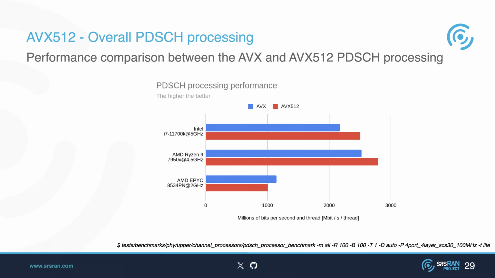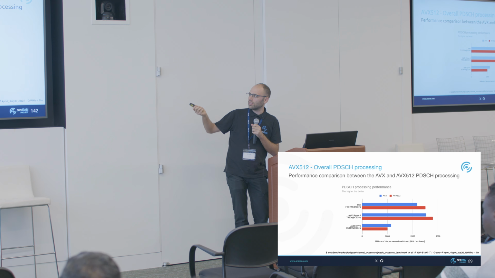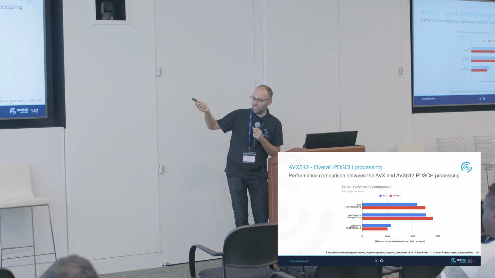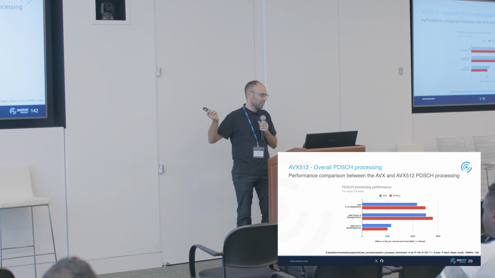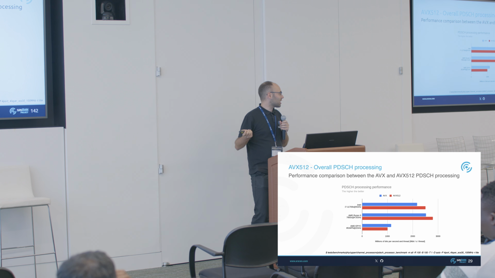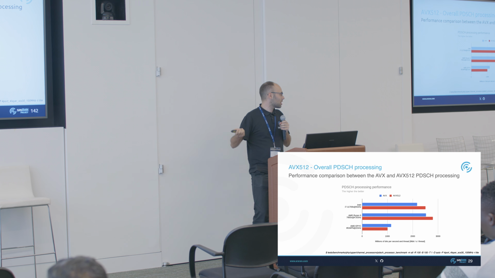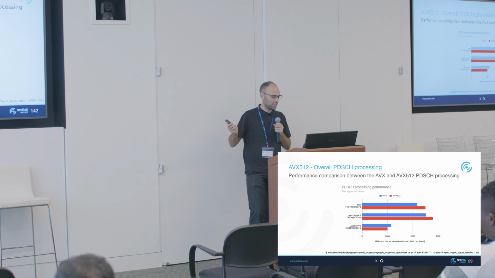Then if we compare it with the overall PDSCH processing, like the benchmark for PDSCH, we can see that there is some improvement on the Intel. The gaming AMD doesn't really show much improvement, and then the server, the AMD EPYC, gets even worse. So it's not really a game changer for some architectures, but still we have it, and maybe someone finds that a CPU in a deployment just works better with AVX512.